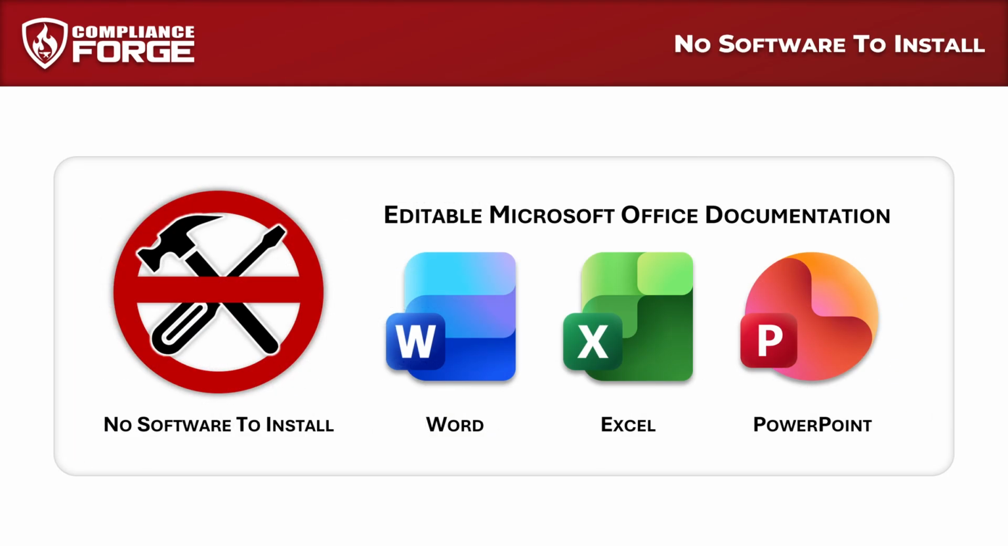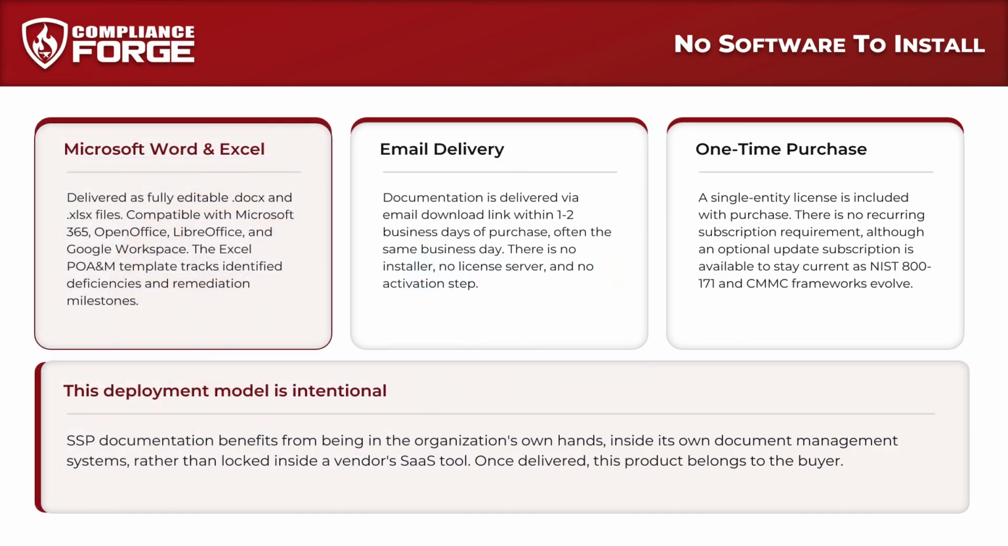The SSP is a one-time purchase of editable Microsoft Office-based documentation templates. There is no software to install, no agent to deploy, no account to provision, and no cloud environment to configure. If your organization can open and edit Microsoft Word and Excel files, the SSP is ready to use. It is delivered as fully editable Word and Excel files, compatible with Microsoft 365, OpenOffice, LibreOffice, and Google Workspace. The Excel template tracks identified deficiencies and remediation milestones.